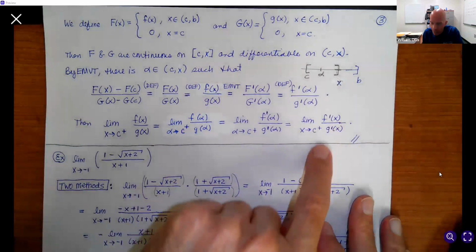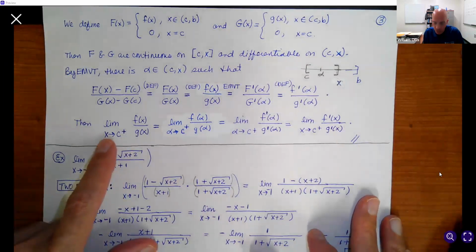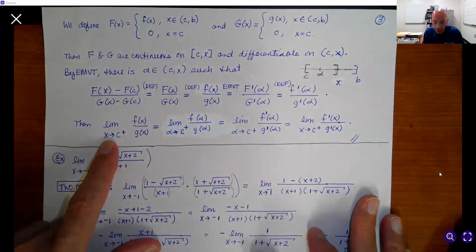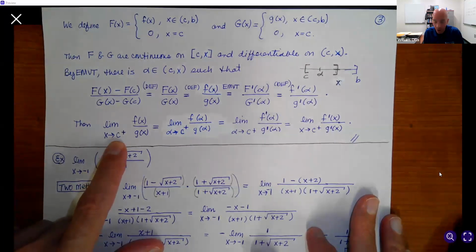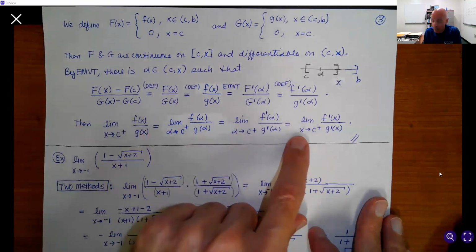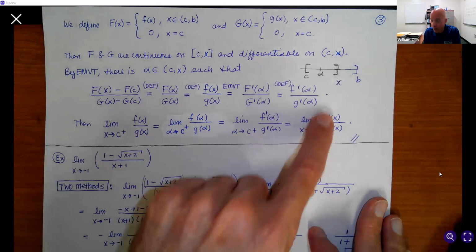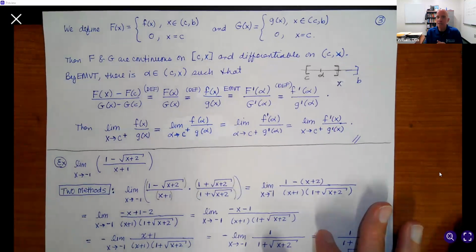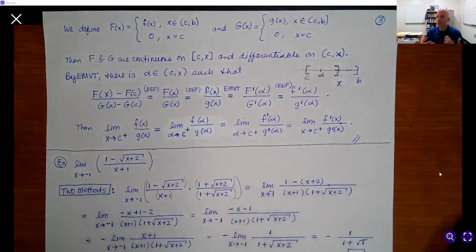So again, what we see here is that as we approach C from the right, f over g, we actually get the same limit as we approach C from the right, f prime over g prime. So this is a very straightforward, user-friendly way of justifying the theorem for the 0 over 0. The arithmetic for the infinity over infinity is a little bit more complex, but it is actually doable.